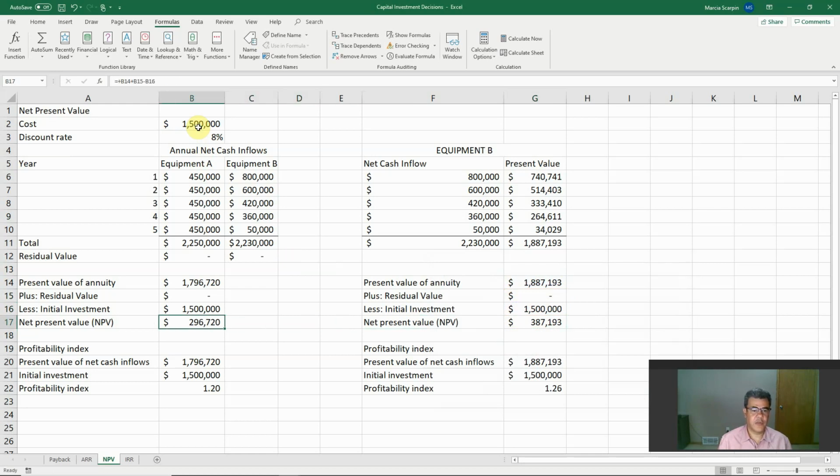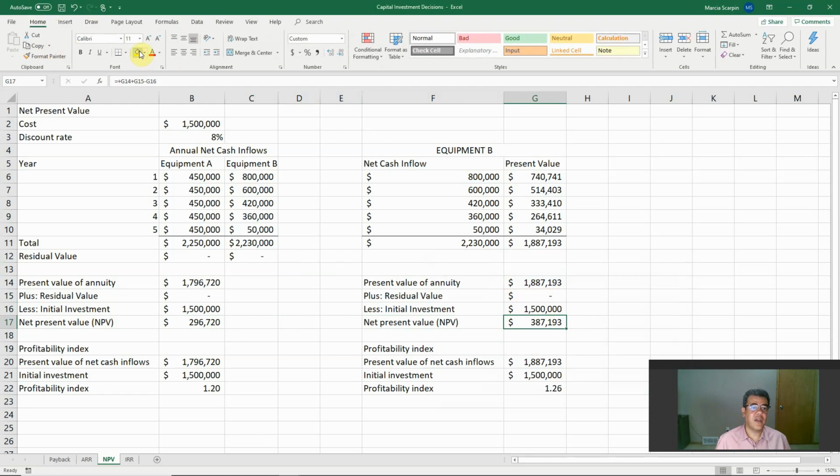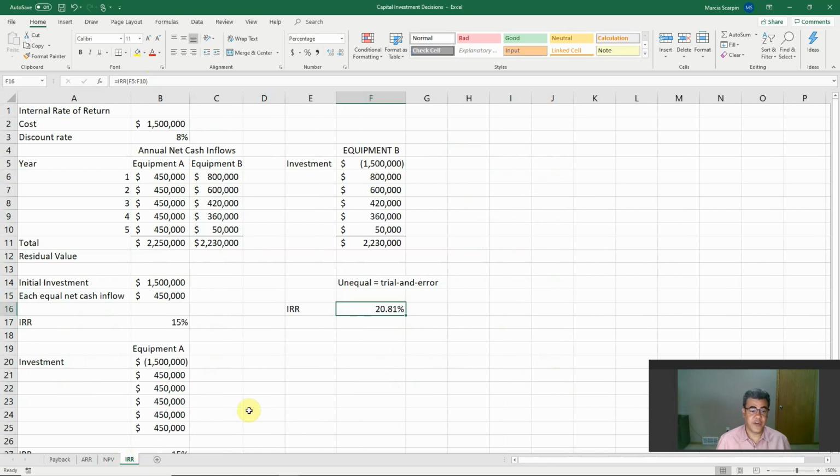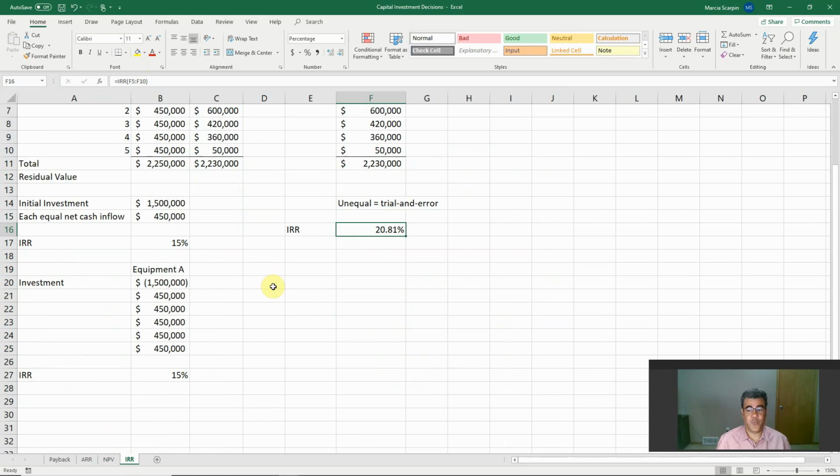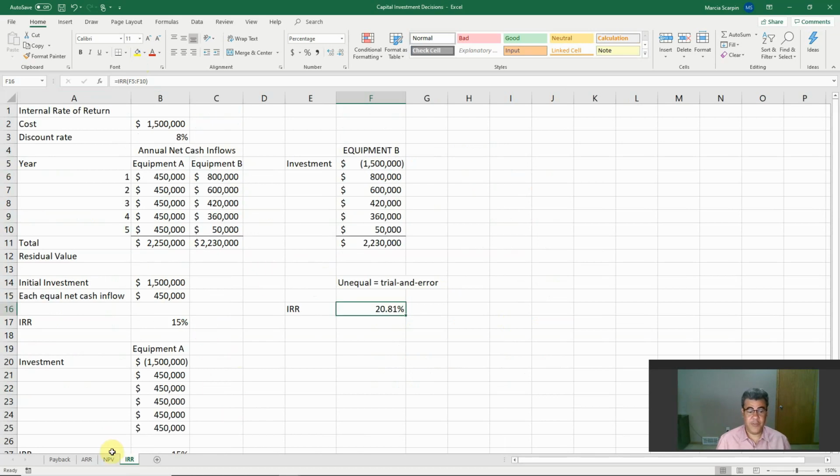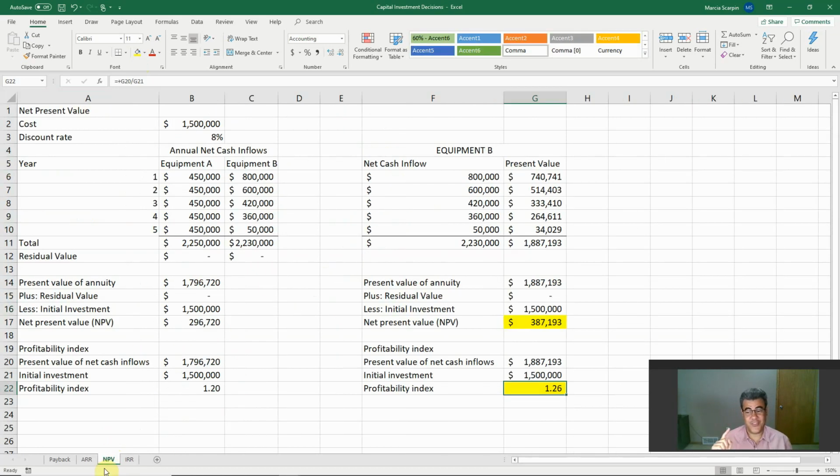And paste this formula here. We have a greater net present value here, so equipment B is better than equipment A. And we also have a greater profitability index. And probably we will have a greater internal rate of return. Yes, we have a greater internal rate of return as well. However, internal rate of return is not the topic of this video. Check our internal rate of return video.